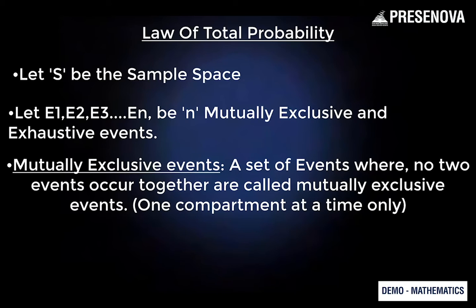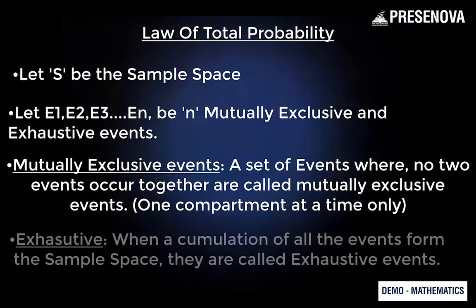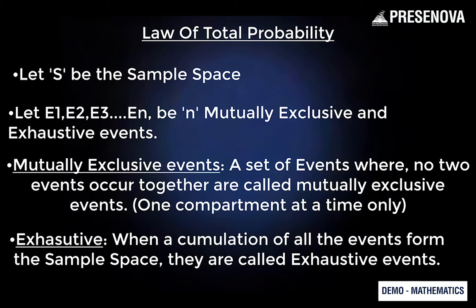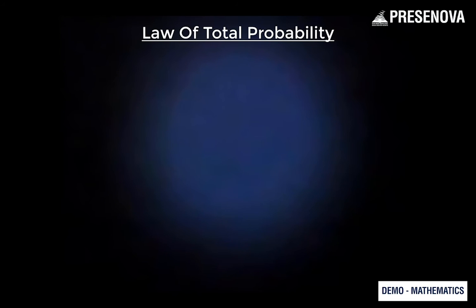Let us look at exhaustive events. When the accumulation of all the events gives us the sample space, the events are called exhaustive events. In our previous example, the 4 compartments were our 4 events. All the 4 compartments put together gave us the shelf or the cupboard, which was our sample space. Therefore, these compartments or these events are called exhaustive events. Now, let us look at the next statement.